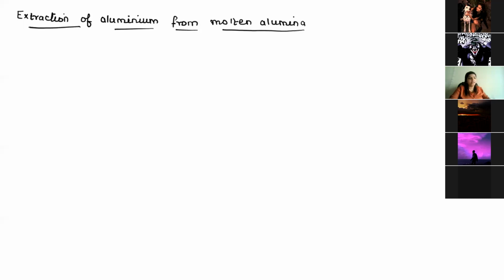So we need to extract aluminium. That is our agenda. Now, the ore of aluminium is bauxite, which is Al2O3. Okay, so the ore of aluminium is bauxite, which is actually Al2O3·3H2O.